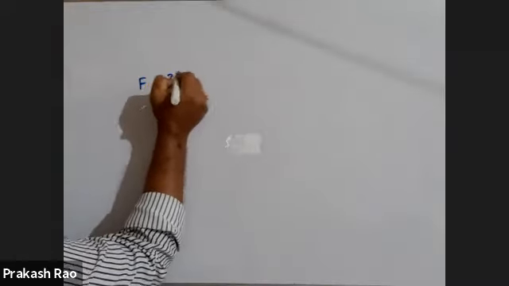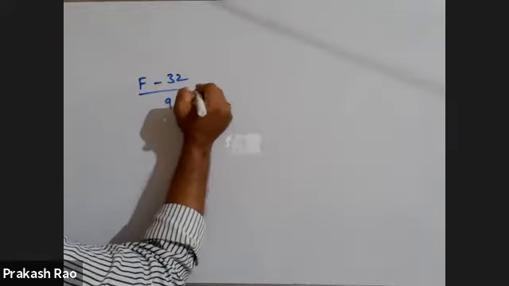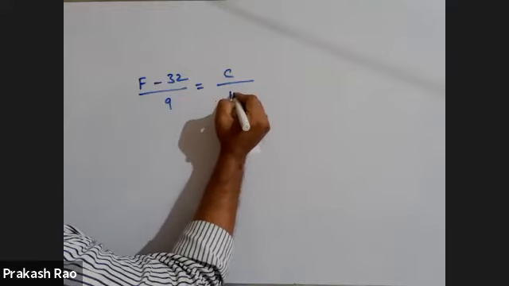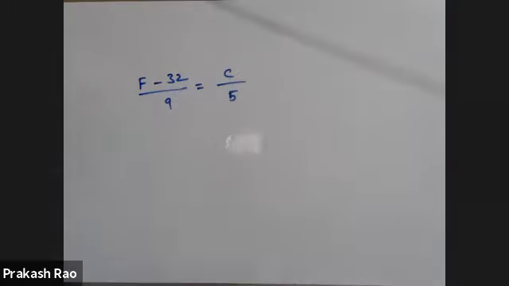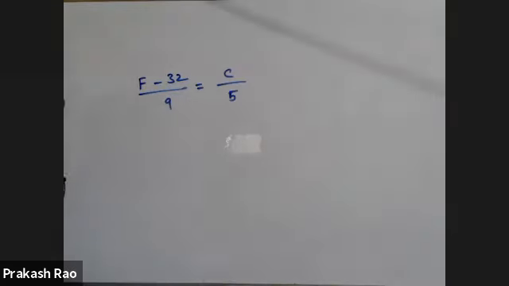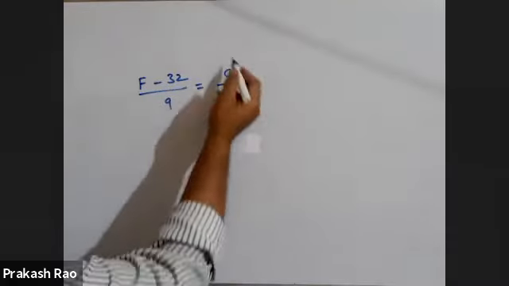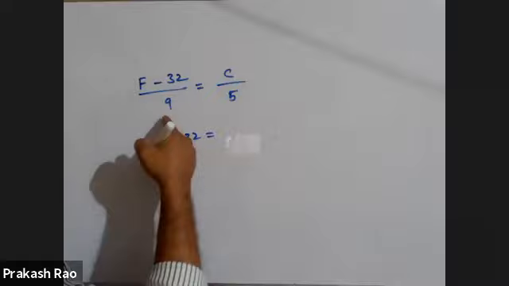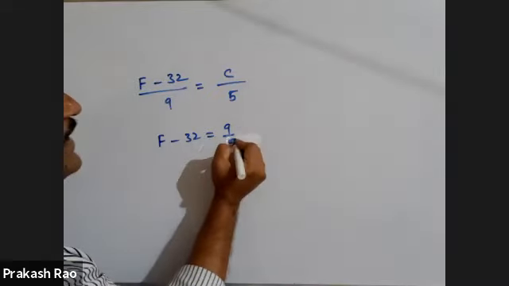(F minus 32)/9 is equal to C/5. You know this. But what is the C value here? The C value is 100. But how much are you taking of that? F minus 32 is equal to 9/5.